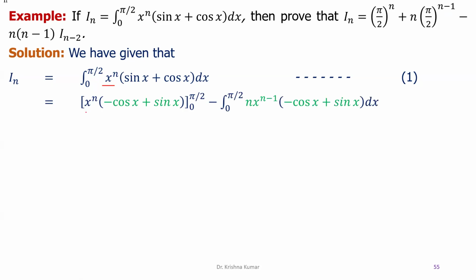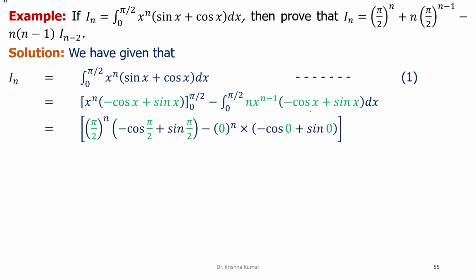First function x to the power n, the integration of sin x plus cos x is minus cos x plus sin x, under the limit 0 to pi by 2, minus the integration under the limit 0 to pi by 2 of the first derivative of x to the power n, which is n into x to the power n minus 1, and the integration of sin x is again minus cos x, and the integration of cos x is sin x, with respect to x.